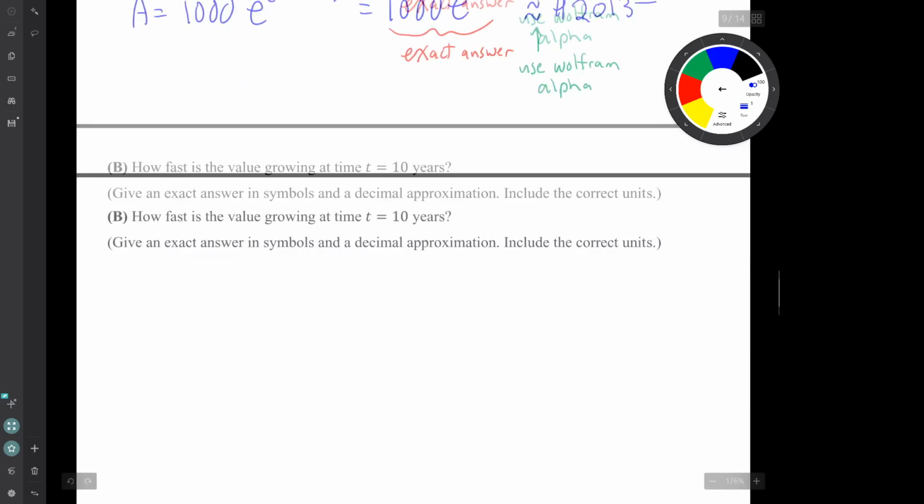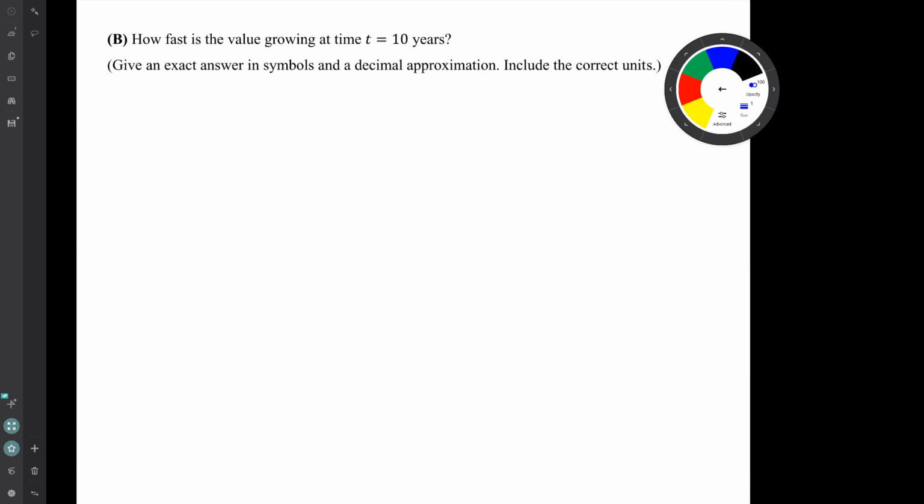Let's go on. Question B says, how fast is the value growing at time 10 years? Well, the key here is that we have to make the connection that this means that we're being asked about the derivative. So we use the formula for A prime of t.